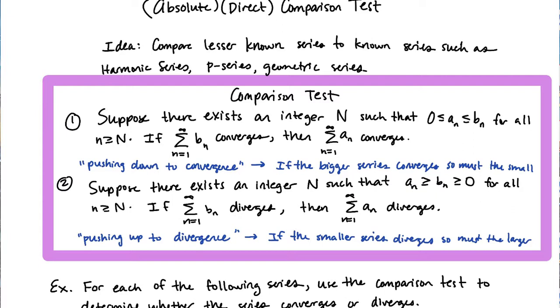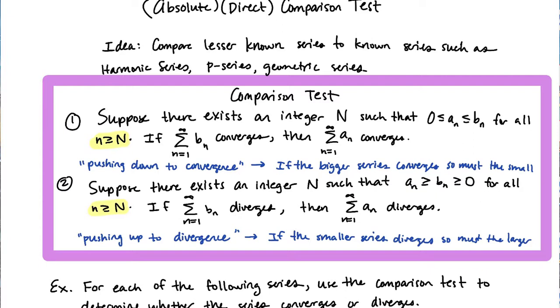Something to notice just before we move on and jump into some examples. This inequality only has to be true for all the numbers past some capital N. So even if your N was like 1,000, if it's the case that past the 1,000th term in the sequence, these inequalities hold true, you can use the comparison test. So it's all about the tail end of the series, where it goes eventually.